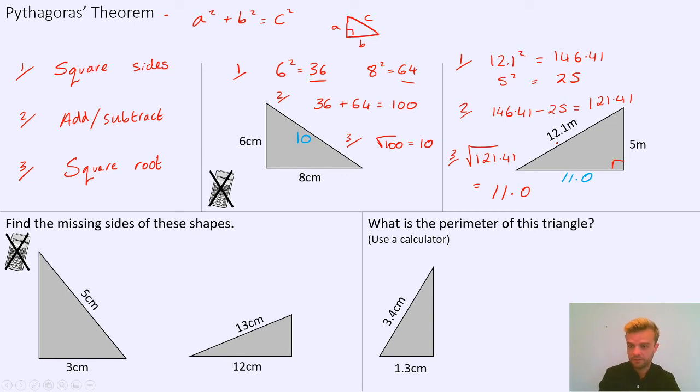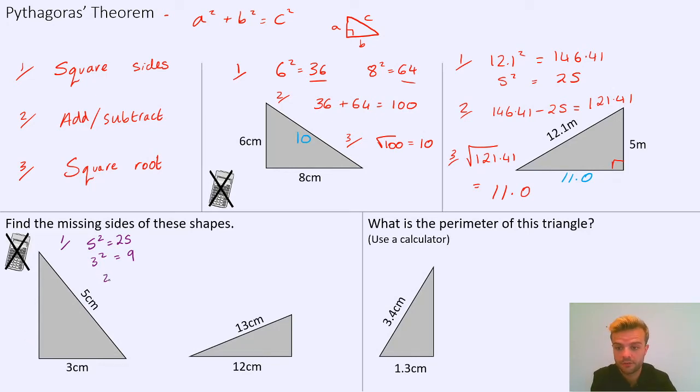So our first question here, find the missing sides of those shapes. Our first one, we'll start by squaring the sides. So 5 squared is 25 and 3 squared is 9. We're looking for a shorter side, even though, like we said before, it's the longer of the 2 short sides. It's still a short side.